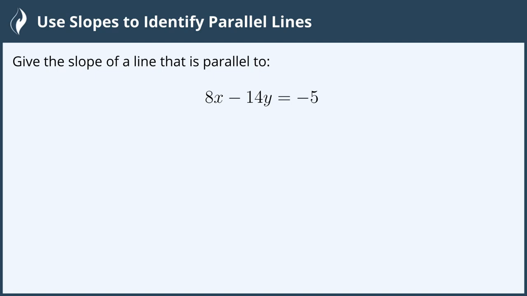Hi everyone! In this video, we will use slopes to identify parallel lines. Give the slope of a line that is parallel to 8x minus 14y equals negative 5.